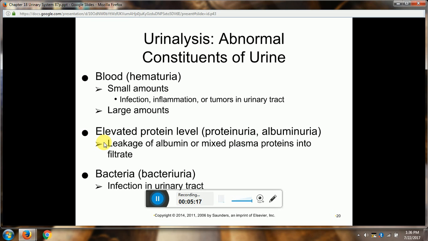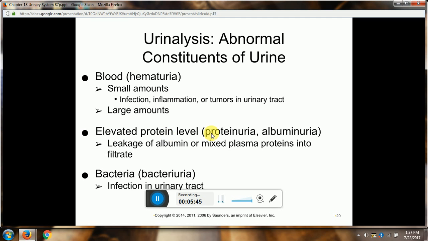Blood, or hematuria, sometimes if it's there in small amounts, could even be microscopic. You can't see it with the naked eye; you only see the blood cells when you look under a microscope. That could be because of an infection, an inflammation, or a tumor in the urinary tract. Sometimes larger amounts are visible to the naked eye, and they're caused by the same causes. You could add stones to that as well.